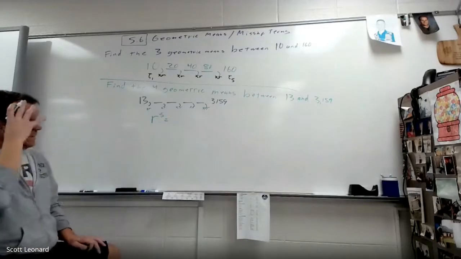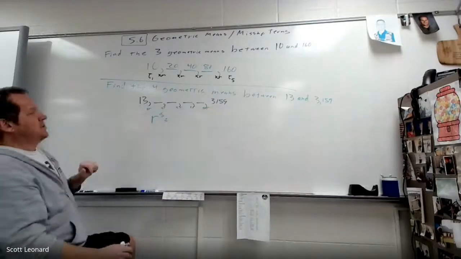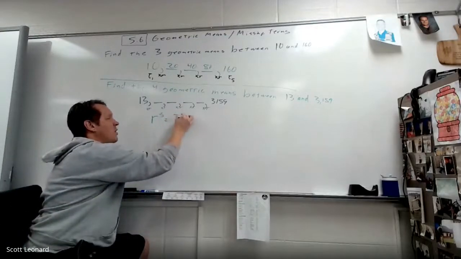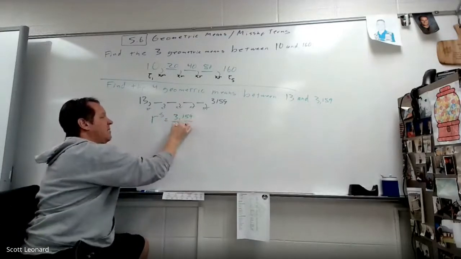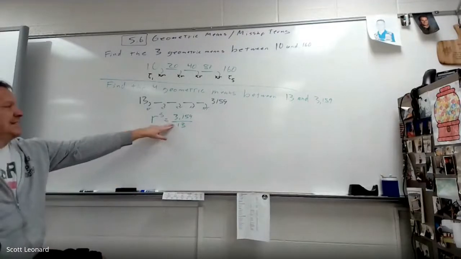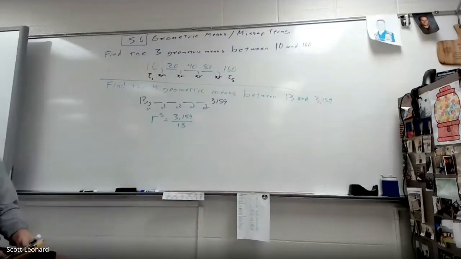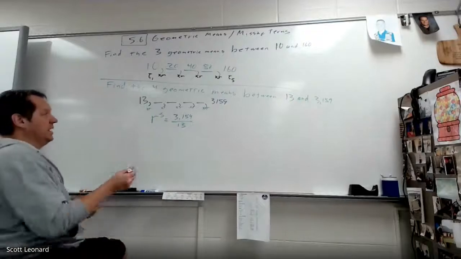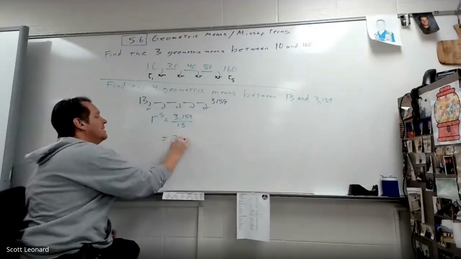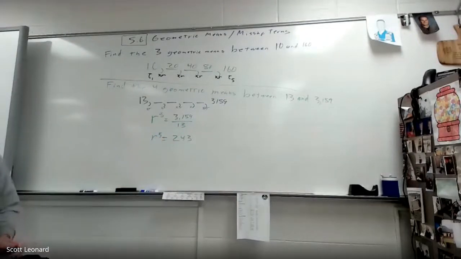All right. Now, once again, take the last term and divide it by the first term. 3,159 divided by 13. Okay, we'll do our PEMDAS first. It's going to say divide. So we'll take 3,159 divided by 13. I have 243. Anybody not sure how we got to this point?